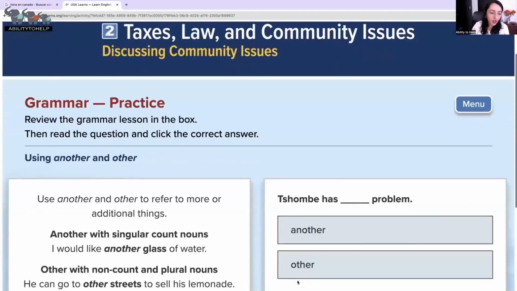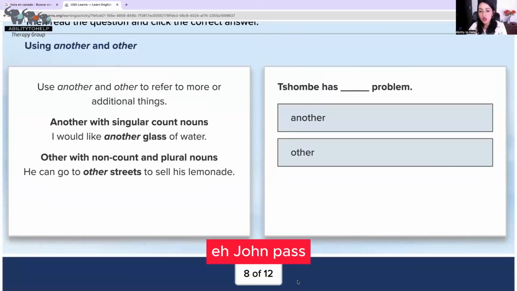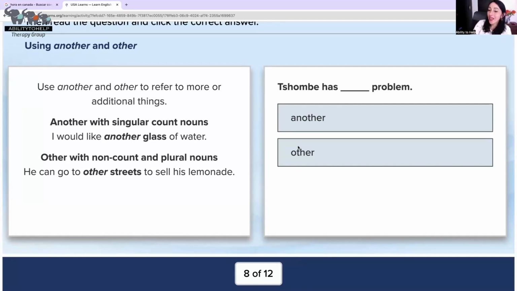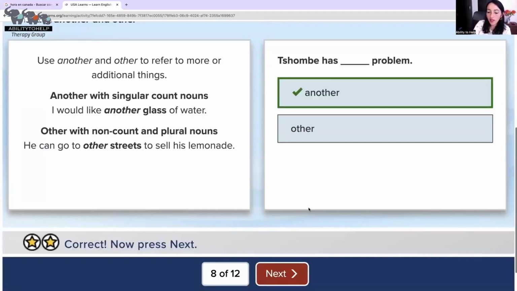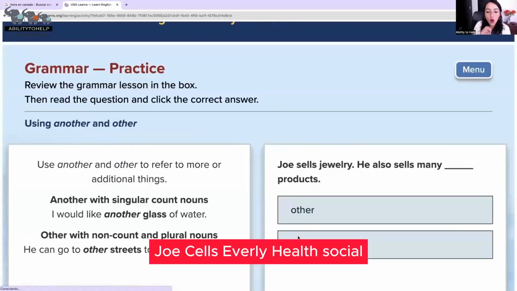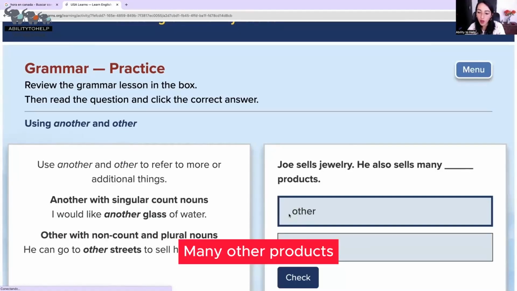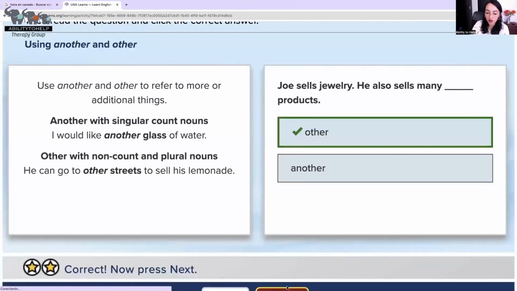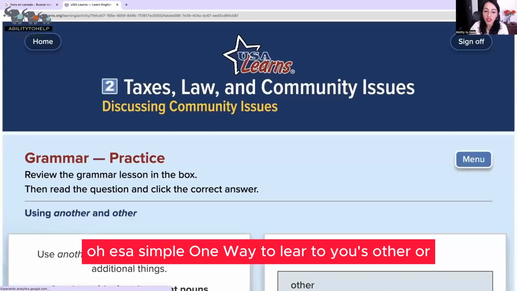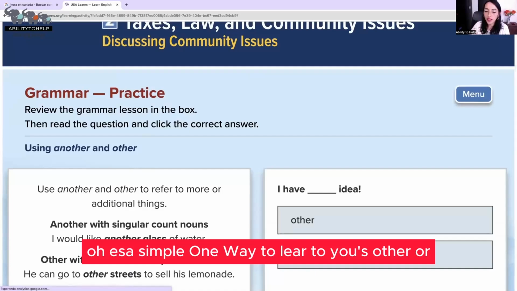Let's see. Chum has other problem or another problem. Problem is a countable noun, it's singular, so another is okay. Joe sells jewelry. He also sells many other products. Products, plural noun. Oh, it's a simple way to learn to use other or another.